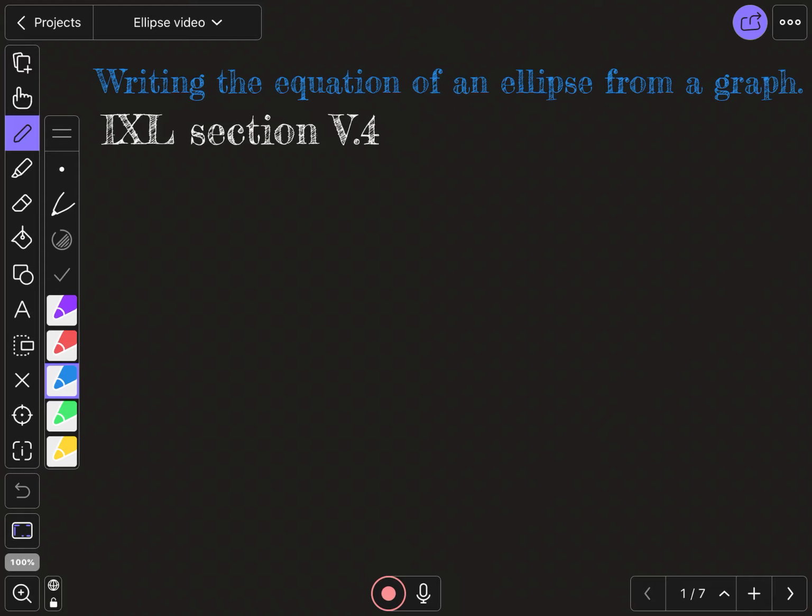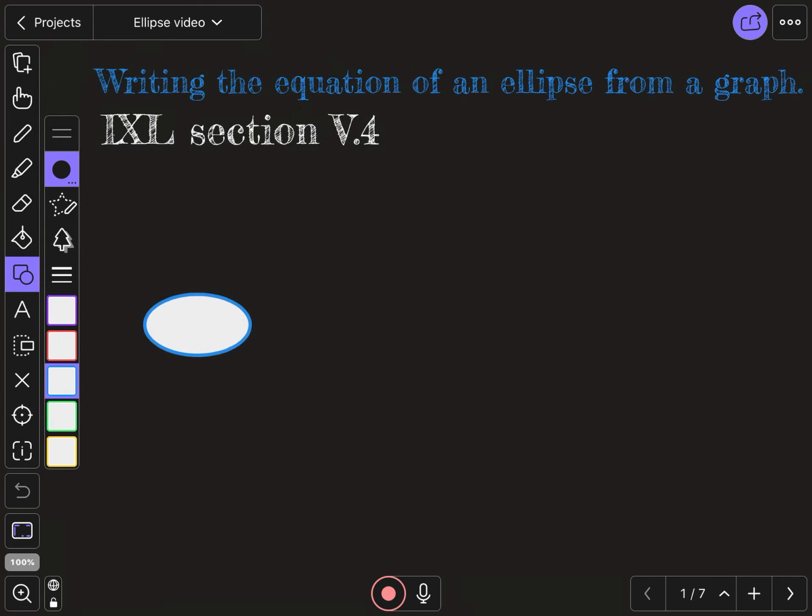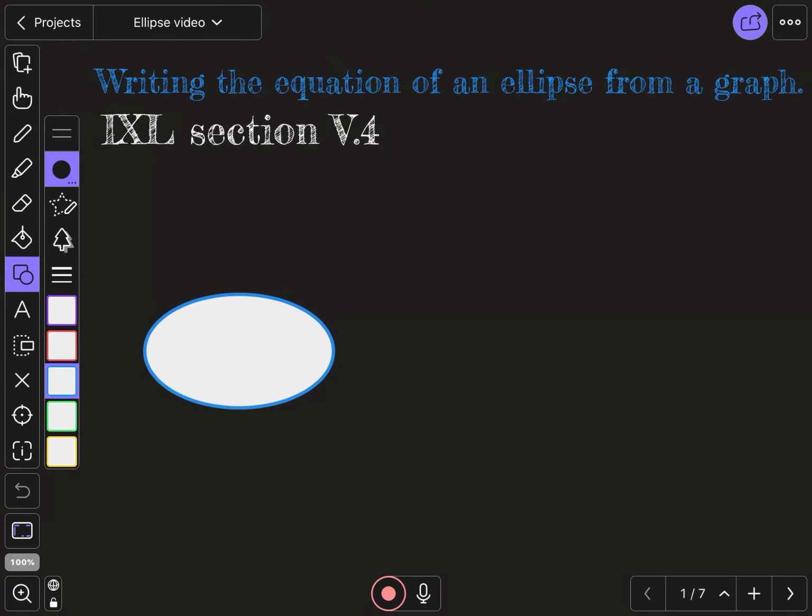All right. So on to math. So we're looking at ellipses today. And so, an ellipse is like a circle, except it's been kind of stretched or squished.